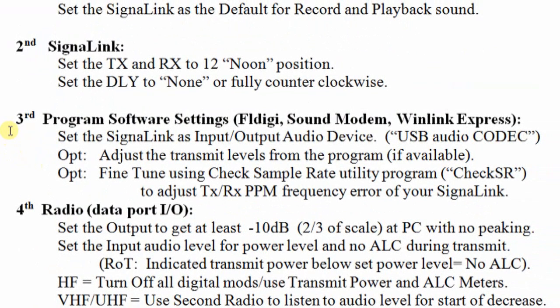The third thing you're going to do is go to the programming software, whether it's Fldigi, Sound Modem, WinLink Express, any of those. You're going to go in and set the SignaLink as the input and output audio device. Most commonly, you'll see the SignaLink listed as the USB audio codec. So that's what you're looking for no matter what it says. There are a couple other optional things you can do. Sometimes you can adjust the actual transmit level from within the software, and you can also fine-tune the parts per million transmit and receive frequency errors by using a program called Check Sample Rate, or CheckSR. So those are two optional things to do. You might want to do those after you've completed everything else.